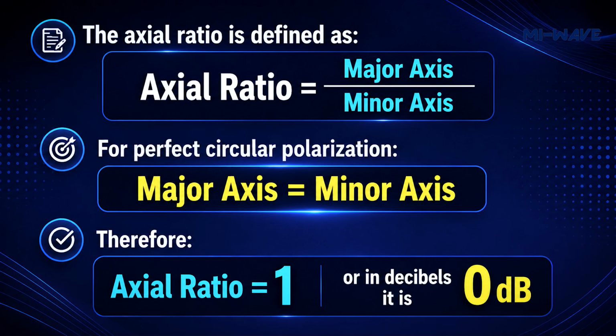The axial ratio is defined as axial ratio equals major axis divided by minor axis. For perfect circular polarization, major axis is equal to minor axis. Therefore, axial ratio is equal to 1, or in decibels, it is 0 dB.